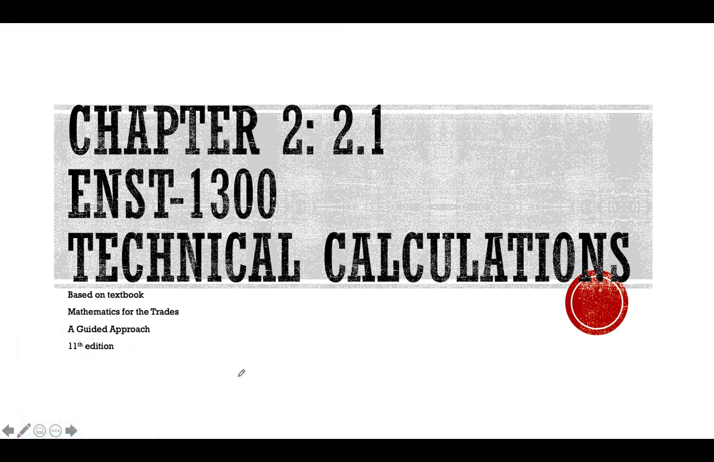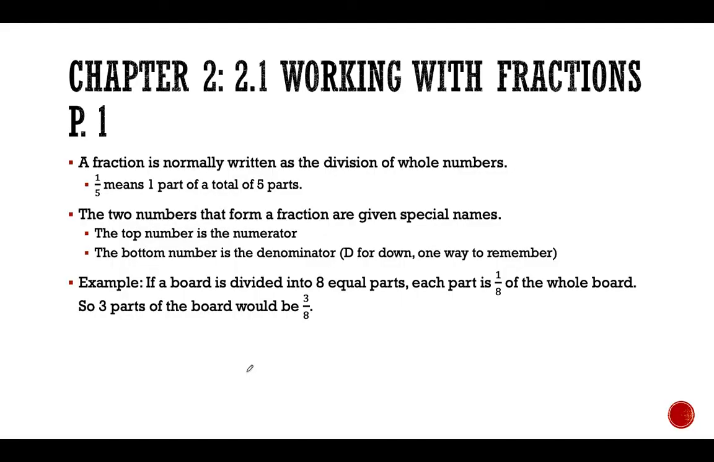Welcome to Chapter 2. In this chapter, we're going to be covering fractions. A fraction is normally written as the division of whole numbers. 1/5 means one part of a total of 5 parts. The two numbers that form a fraction are given specific names. The top number is the numerator and the bottom number is the denominator.